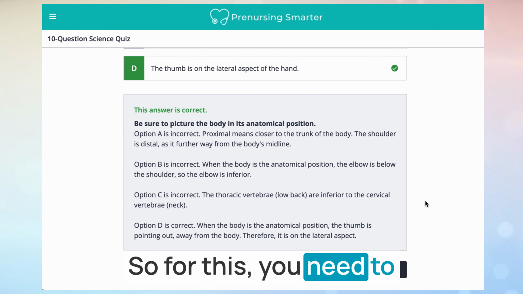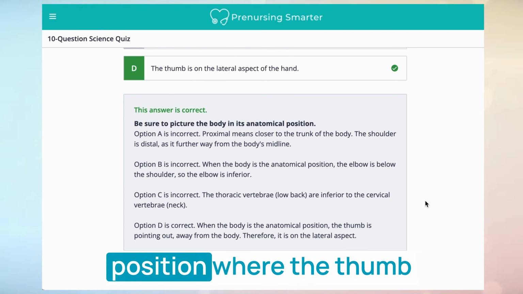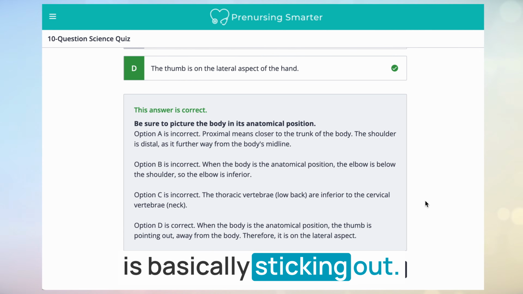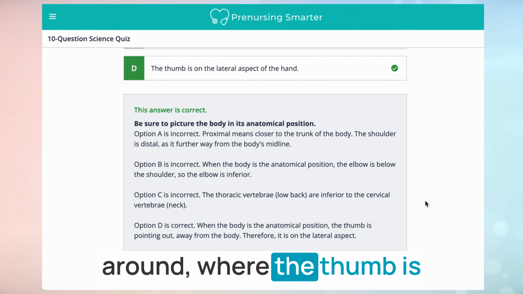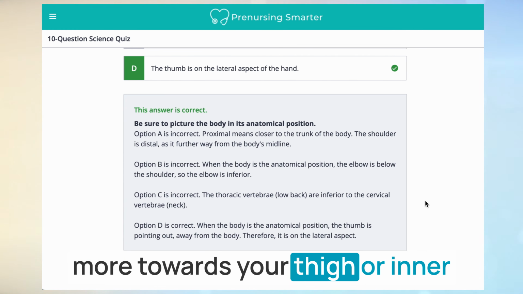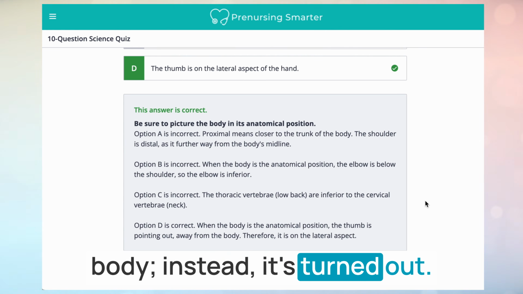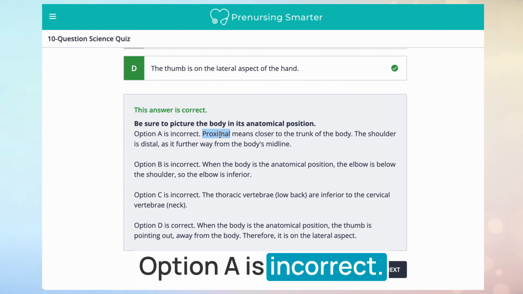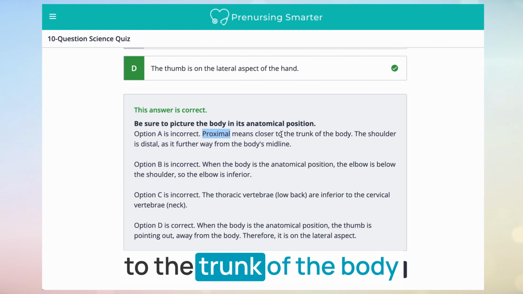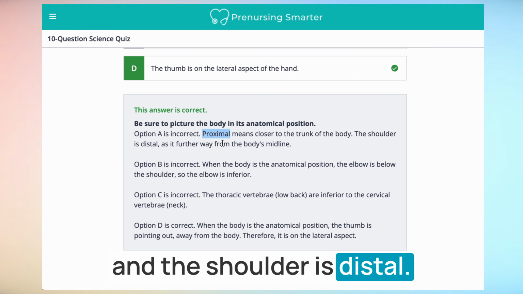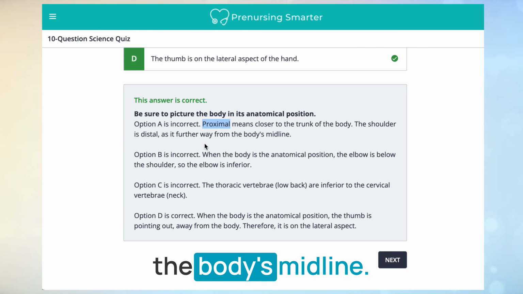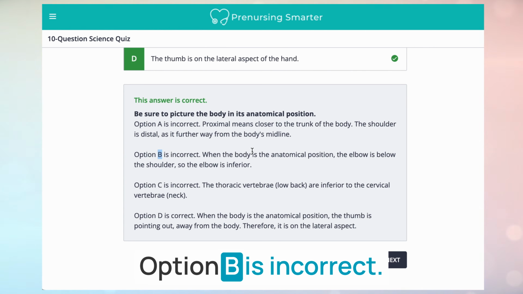So for this, you need to put the body in anatomical position where the thumb is basically sticking out. It's not how we might walk around where the thumb is more towards your thigh or inner body. Instead, it's turned out. Option A is incorrect. Proximal means closer to the trunk of the body, and the shoulder is distal, so further away from the body's midline. Option B is incorrect.